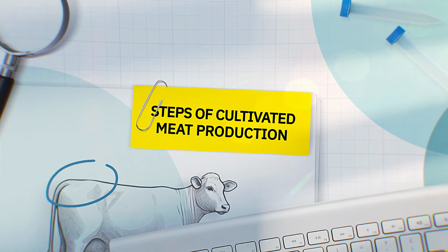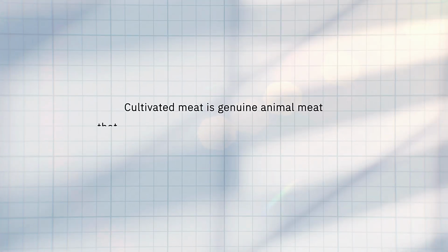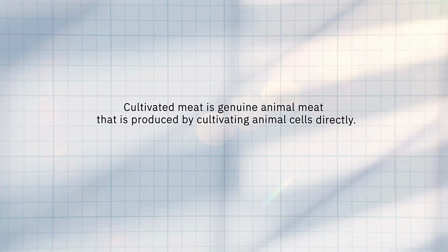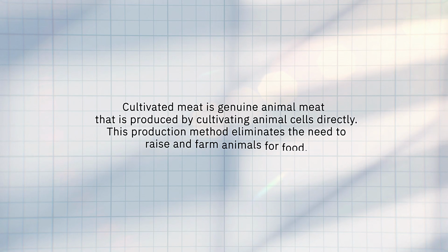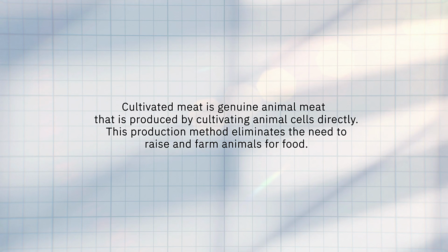Technical animation of cultivated meat. Cultivated meat is genuine animal meat that is produced by cultivating animal cells directly. This production method eliminates the need to raise and farm animals for food.